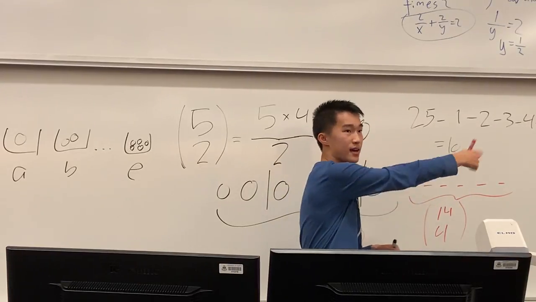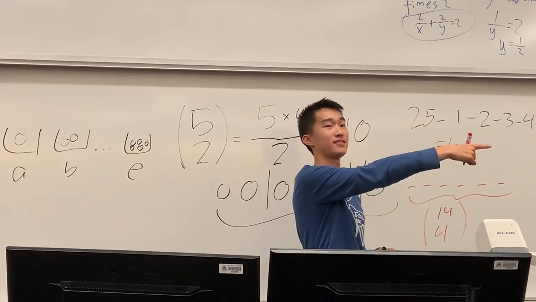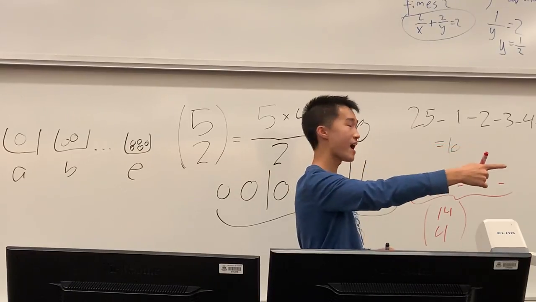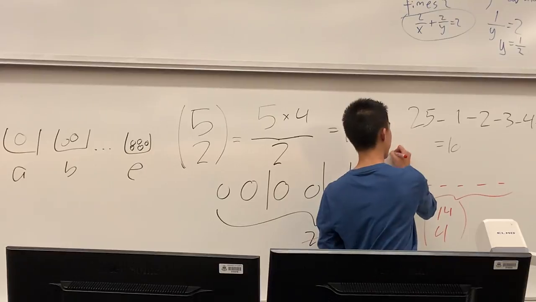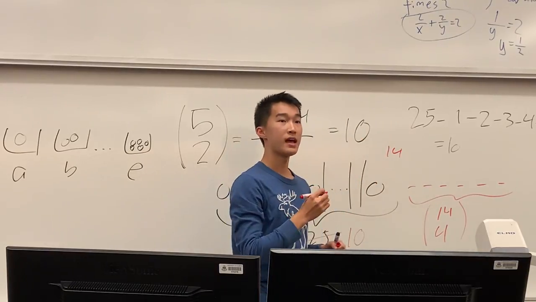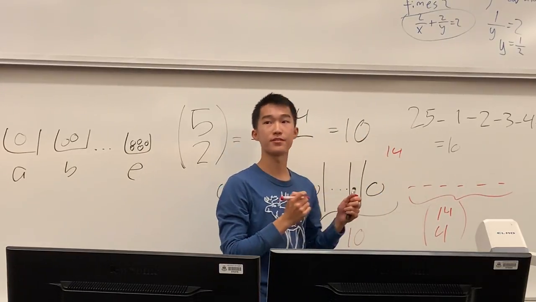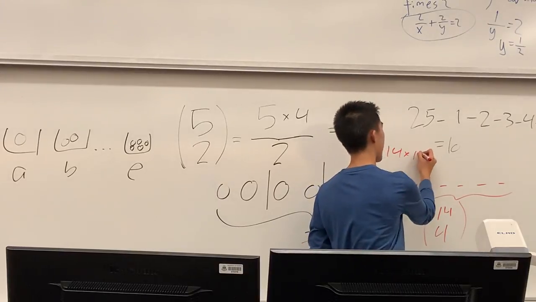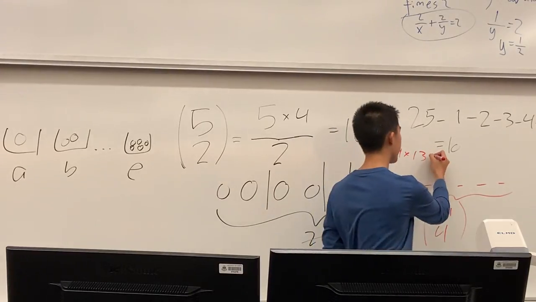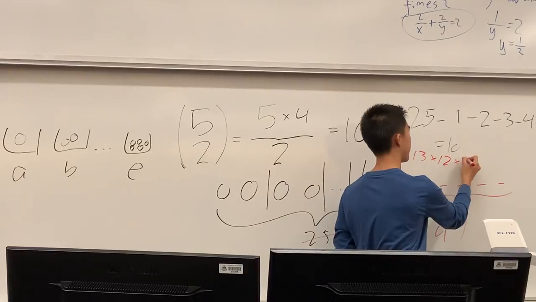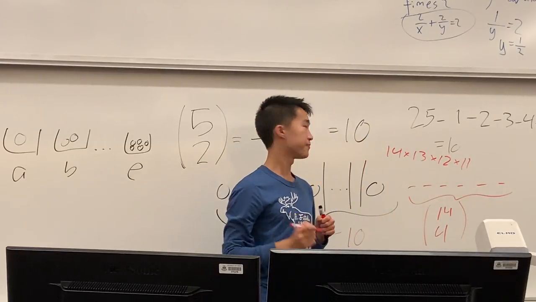And how many ways can I do that if there are 14 positions in total? I have 14 different places I can stick the first divider. And now, there's only 13 positions left. So for the second divider, I only have 13. And for the third divider, I only have 12 left. And for the fourth divider, I only have 11.